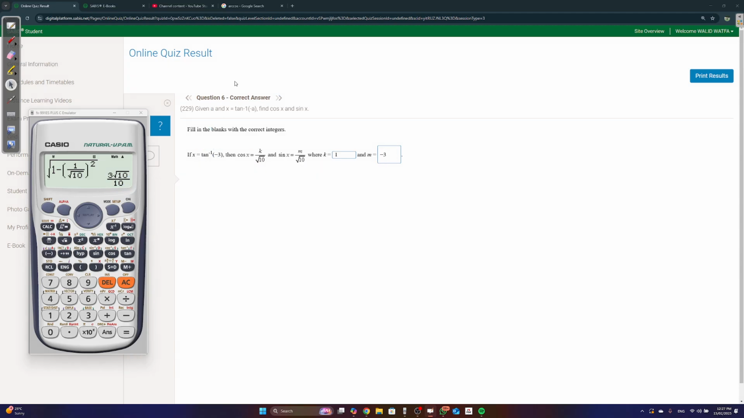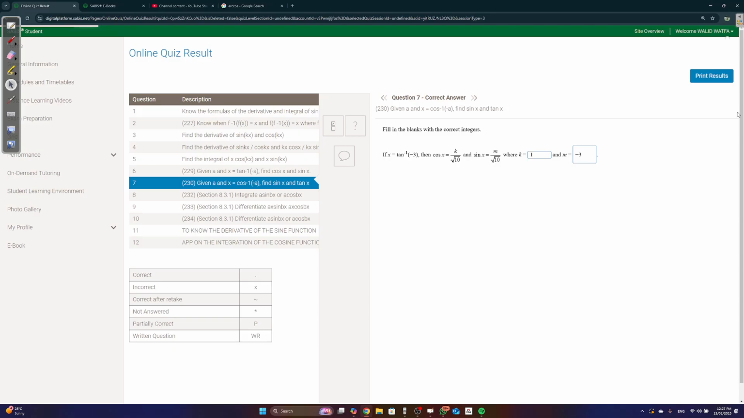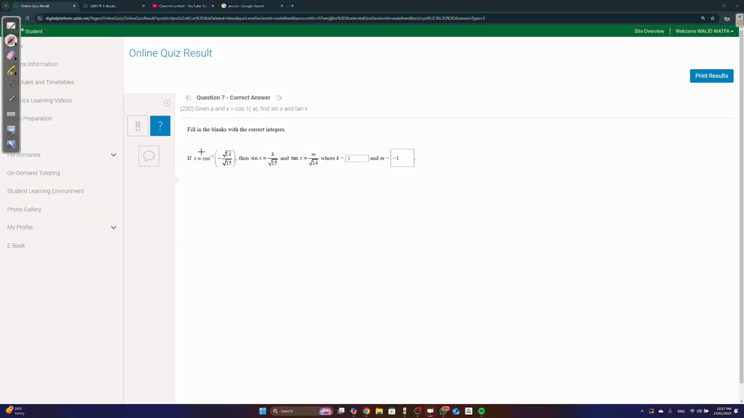Very easy. Question 7, I think there's 12 questions, so let me go a bit faster. If x equals cosine inverse of this, then sine x is equal to something. Cosine inverse, what is the domain of it? The domain is minus 1 to 1, right? The range, remember, for cosine inverse is from 0 to pi. So what are we going to be considering from 0 to pi? Here is 180. So we're going to be considering quadrants 1 and 2.